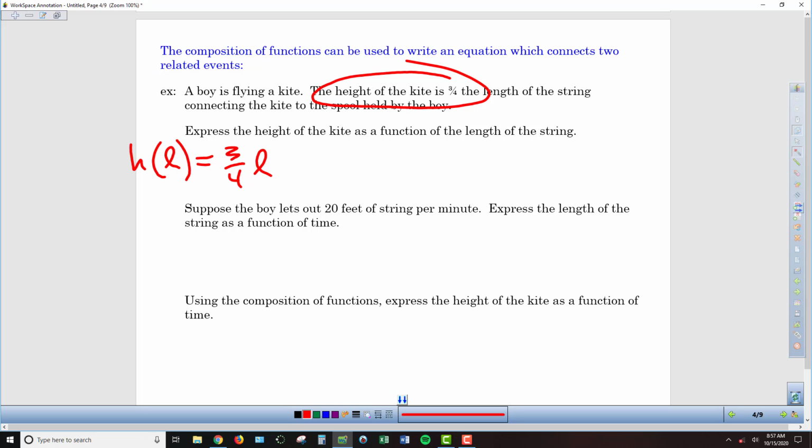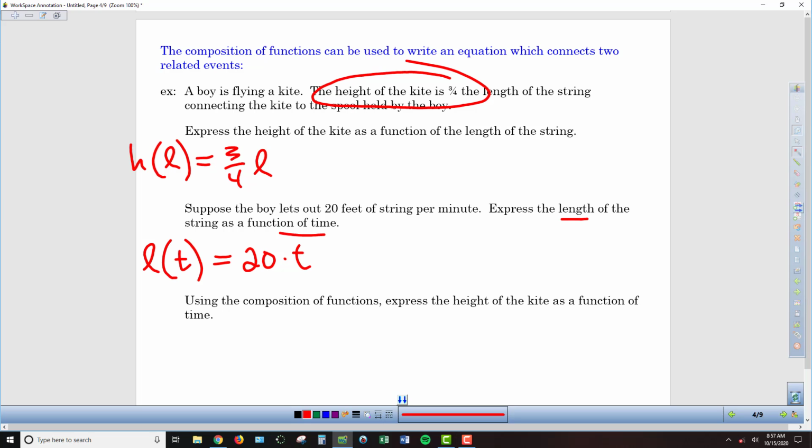So now in the second part, it says suppose the boy lets out 20 feet of string per minute. So now we want to express the length of the string as a function of time. So now L is going to be our output variable and t is going to be the input. So we've got a function of L in terms of t. So if the boy is letting out 20 feet of string per minute, we can say that it's going to be 20 times t. However many minutes have gone by, multiply that by 20, and so that's going to tell us the length of string that has been released.